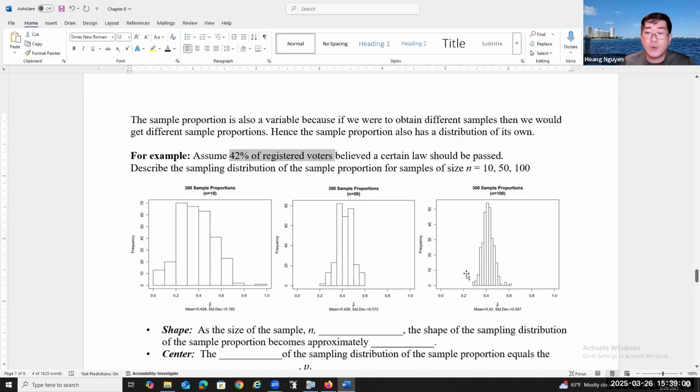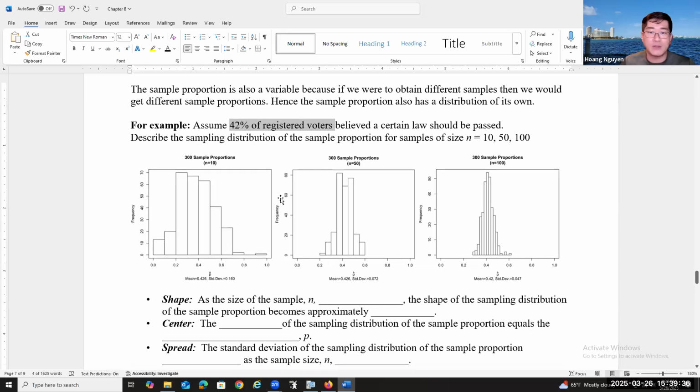So based on the three histograms we have so far, when we increase the sample size from 10 to 50 and then to 100, we can see that the mean of the sample proportion gets closer to the population proportion of 0.42, or 42%. And the standard deviation of those distributions gets smaller and smaller. So we have 0.160, and now it's 0.072, and now it's 0.047. The standard deviation gets smaller and smaller as the sample size n increases. That's the conclusion we have based on the three histograms.